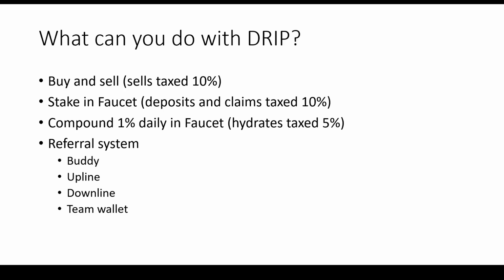Drip also has a referral system. I won't be getting too much into the referral system, but in order to stake your drip tokens into the Faucet contract, you must have a buddy. A buddy is just another wallet address for somebody who has already deposited drip tokens into the Faucet.